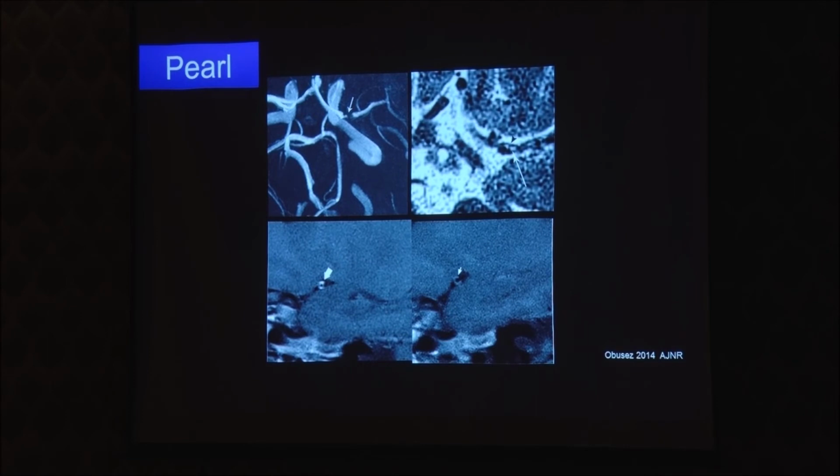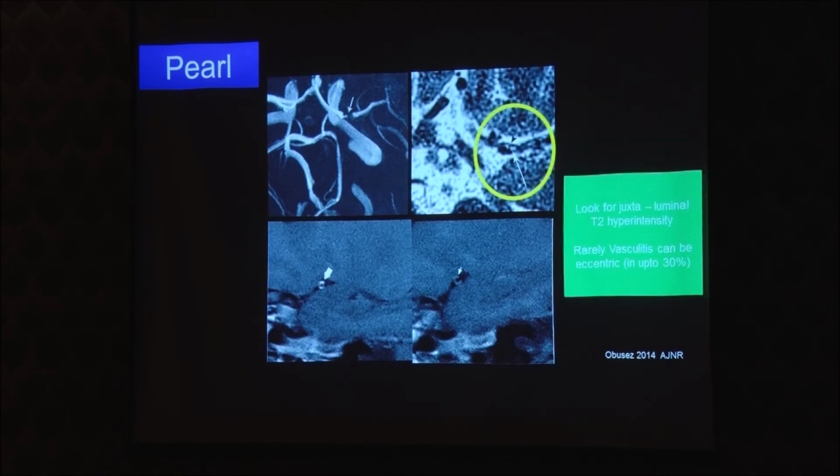So whenever you see the imaging, you also look at the T2 imaging. And on the T2 imaging, you look for this particular sign: is there any T2 hyperintensity that is juxtaluminal? If there is a T2 hyperintensity which is juxtaluminal, it will point to a fibrous cap, and therefore it is not vasculitis. Why? Vasculitis may not necessarily be concentric, and atherosclerosis rarely can have almost all circumferential wall involvement.